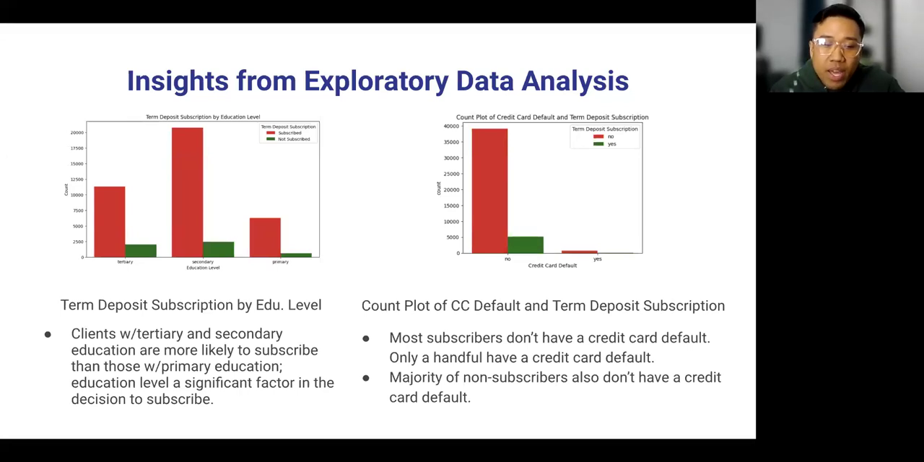On the right, we have count plot of credit card default and term deposit subscriptions, which explores the relationship between credit card default on our x-axis for our term deposit subscribers and non-subscribers. We see that the majority of subscribers don't have a credit card default, with only a small number exhibiting credit card defaults. Similarly, the majority of non-subscribers also do not have a credit card default.